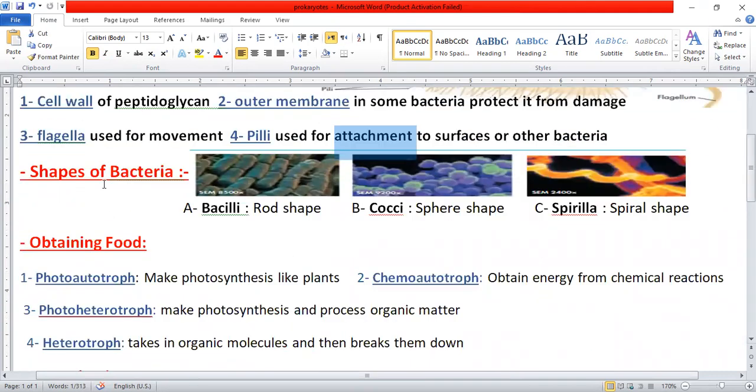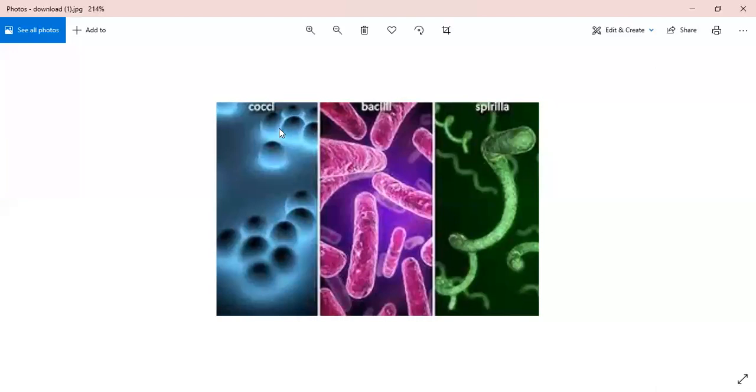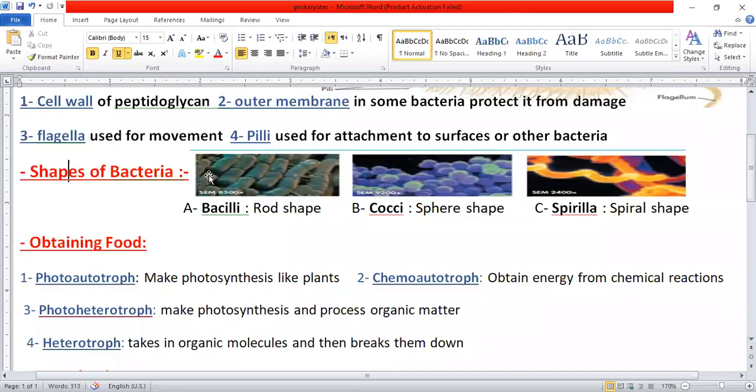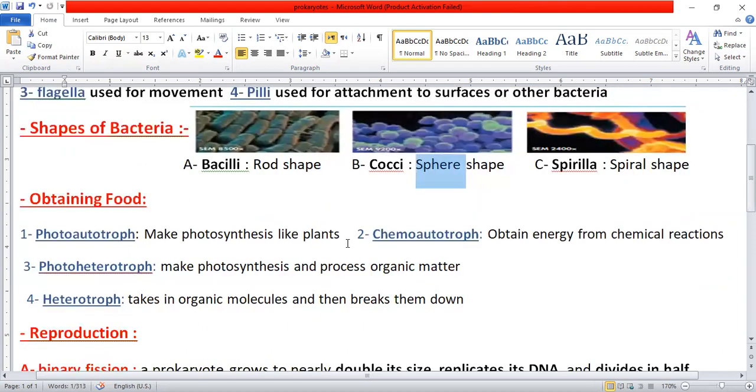The next thing we are speaking about is the shapes of bacteria. We can see the bacteria has three major shapes, as you see here. Spherical shape, we call it cocci. Rod shape, we call it bacilli. And the spiral shape, we call it spirilla. Okay, so those are the three shapes of bacteria: bacilli, rod shape; cocci, sphere shape; and spirilla, spiral shape.